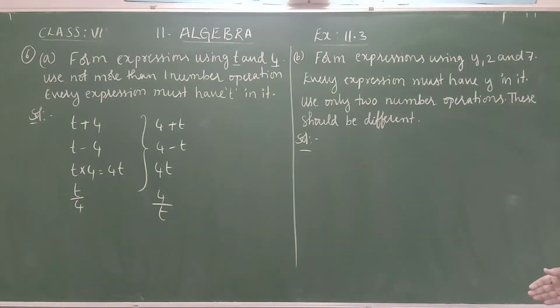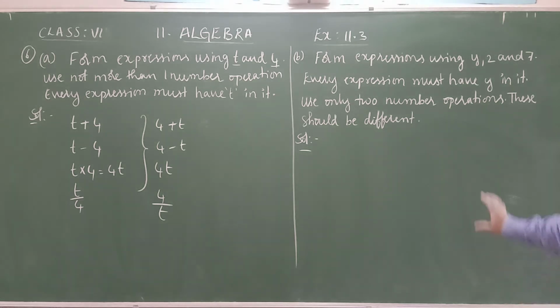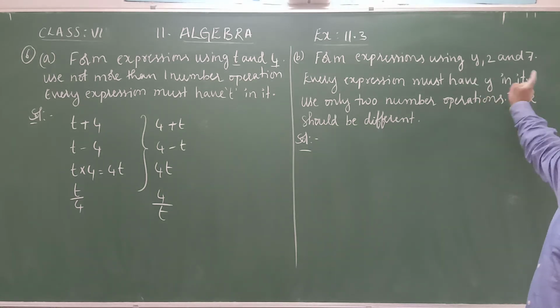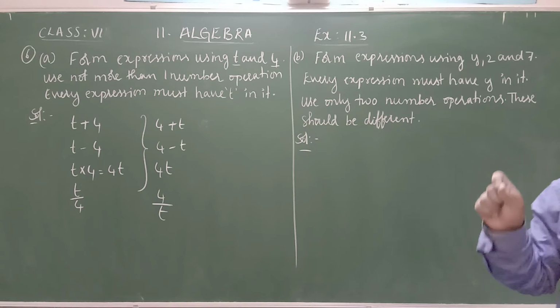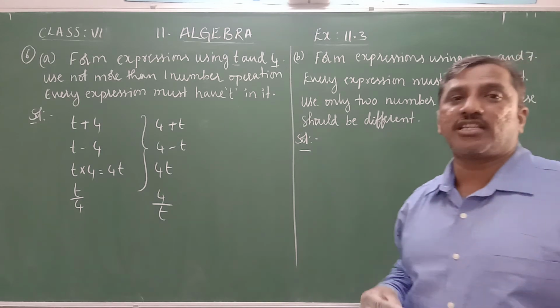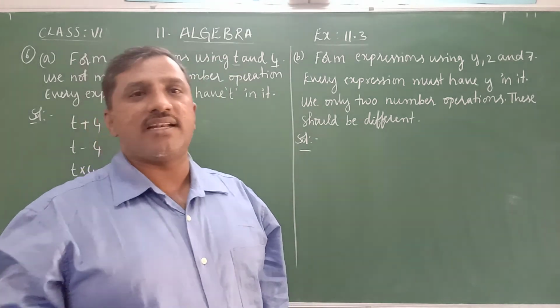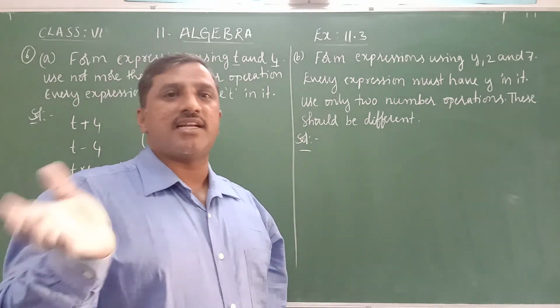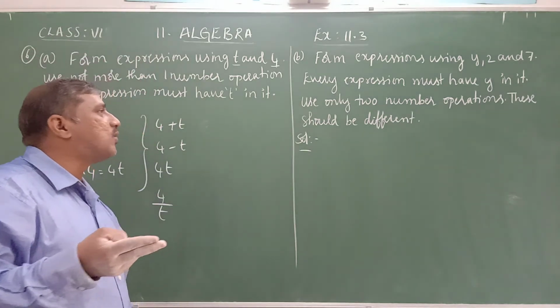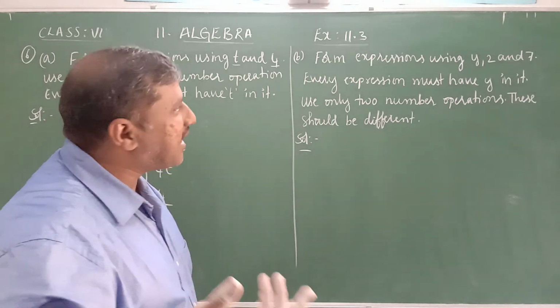Now we have the next bit. Form expressions using y, 2 and 7. Here there is one variable and two constants. Every expression must have y in it. In every expression, use only two number operations. Use any two arithmetic operations like addition and multiplication, addition and subtraction, addition and division, multiplication and subtraction, multiplication and division. These should be different.